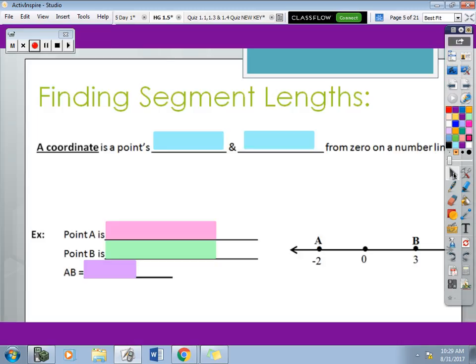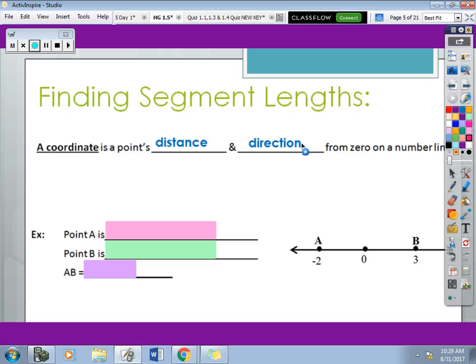All right, so a coordinate. A coordinate that we're going to be looking at is just on a number line. So we're not doing an x, y coordinate where we're plotting on the x and the y. We're just doing it on a number line. So this will be the point's distance and direction from 0. Distance is the number of units. Direction is whether you're going left if it's negative or right if it's positive.